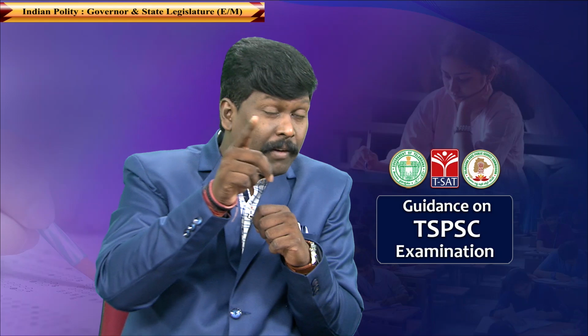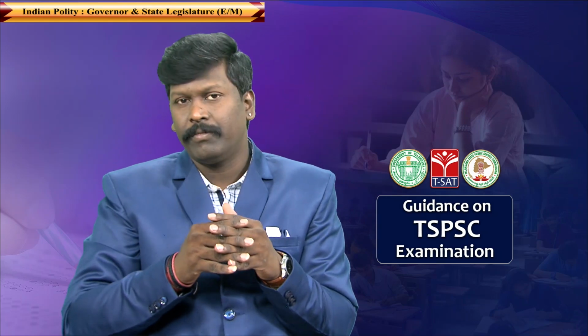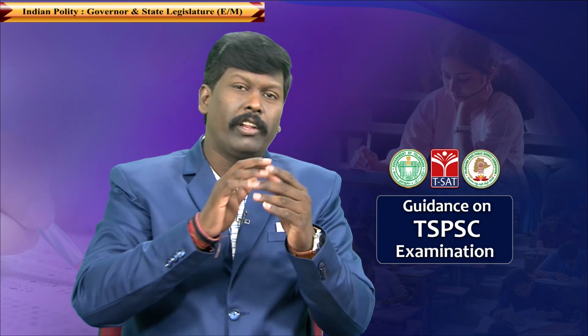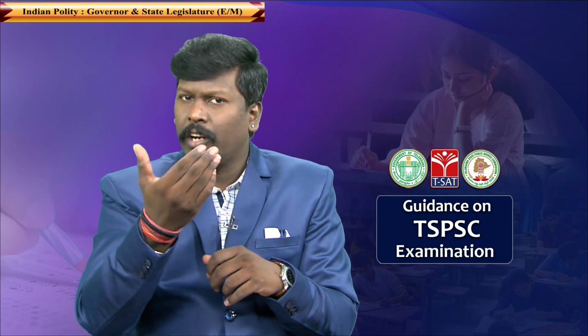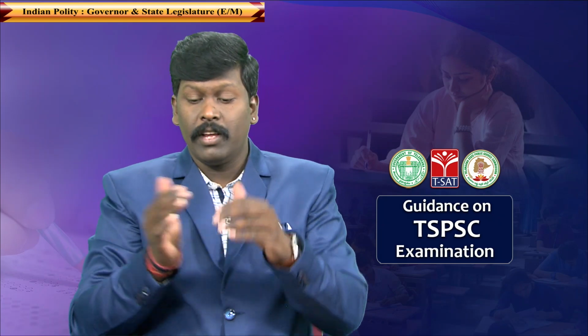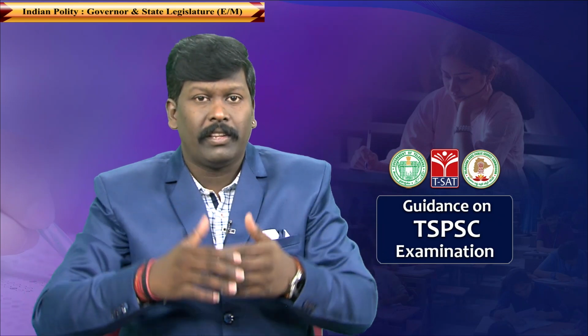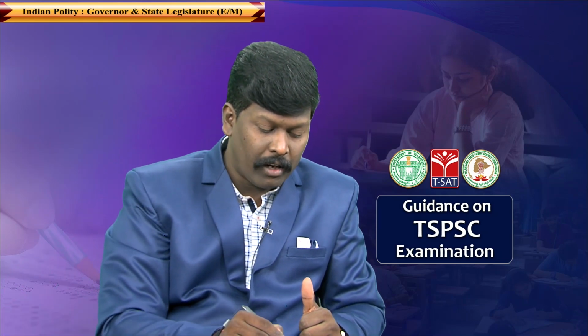Governor, under the recommendations of the CM and Council of Ministers, can dissolve the state legislative assembly before the completion of the term. What is the term of the assembly? 5 years. Before the completion of the term, as per the recommendations given by the CM, the governor can dissolve the assembly anytime. So this is also correct. Answer is C.